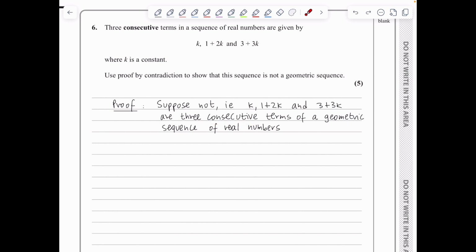Well, we know from P2 that if a sequence is geometric, then the ratio of consecutive terms is always the same. So this means that u2 over u1 should be equal to u3 over u2. So in our case, u1 is k, u2 is 1 plus 2k, and u3 is 3 plus 3k.